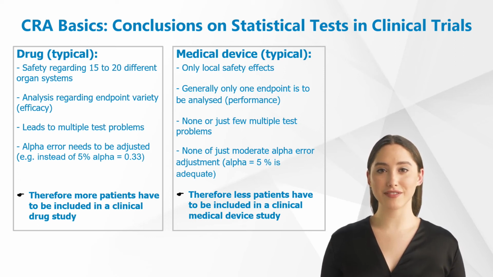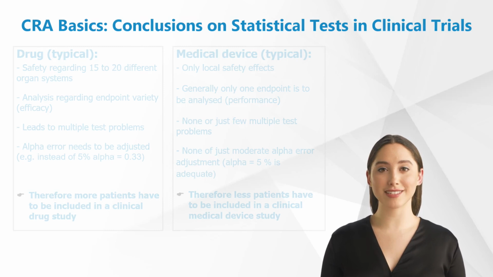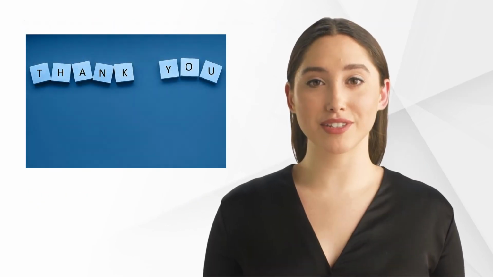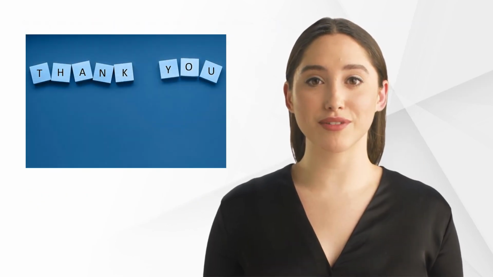This leads to several interactions and multiple test problems for statistical proof of efficacy, which often requires an adjustment of the alpha error and a large number of study subjects, whereas the performance of a medical device can be proven by one simple endpoint. Interactions of endpoints can thus be avoided. An alpha error of 5% can generally be applied, and the patient number required for the proof of performance is smaller. So much for today on statistical tests in clinical trials.